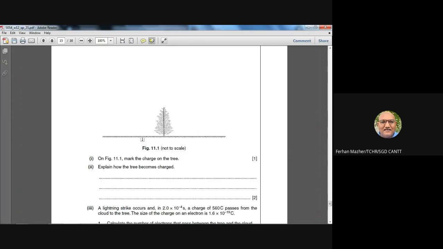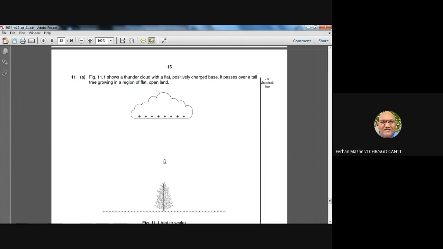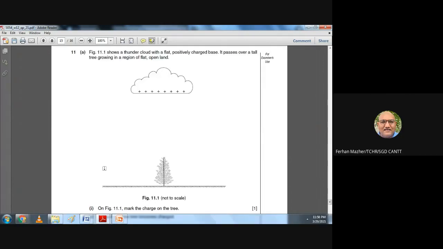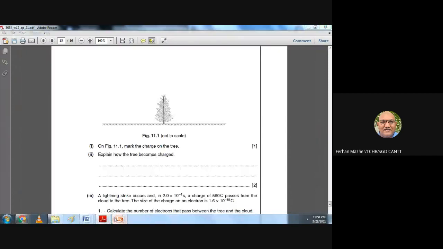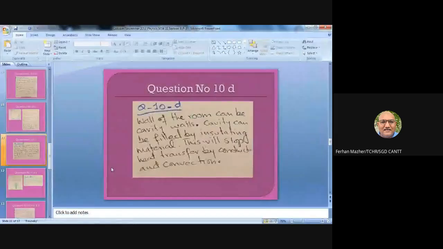It says explain how the tree becomes charged. So all the electrons in this tree are being attracted by this positive charge on the bottom of the cloud. Due to this electrostatic force of attraction, the electrons will be accumulated on the top of the tree. So the top of the tree will become negatively charged. It's a 2 marks question. And let me first of all show you my answer.